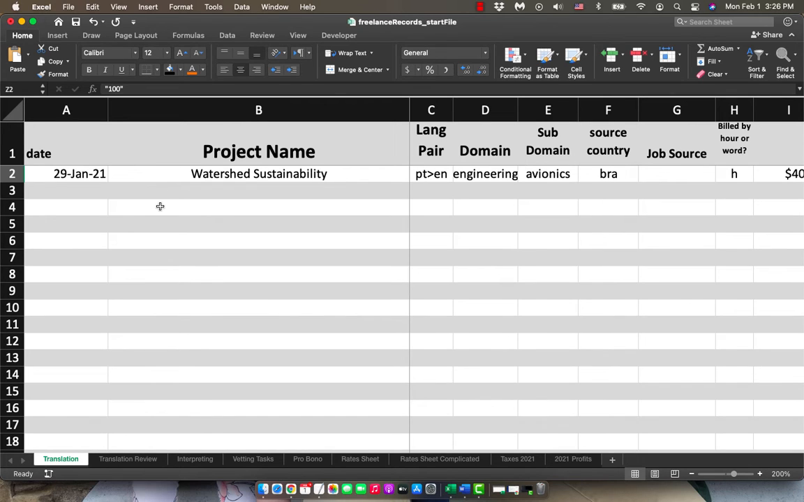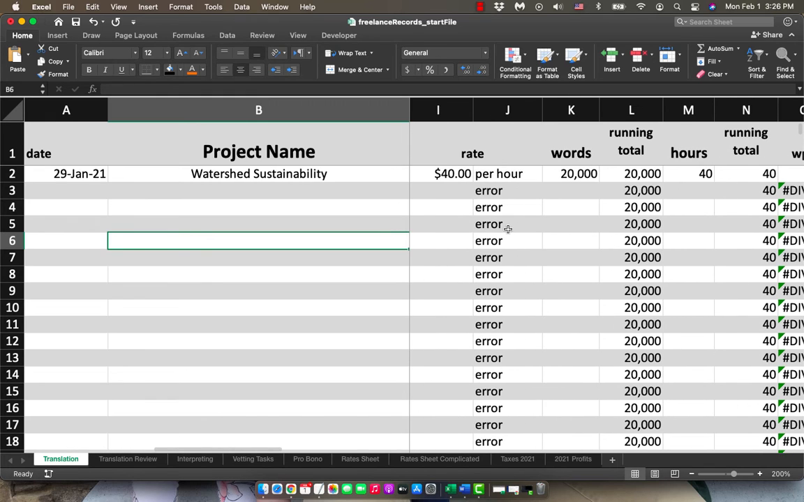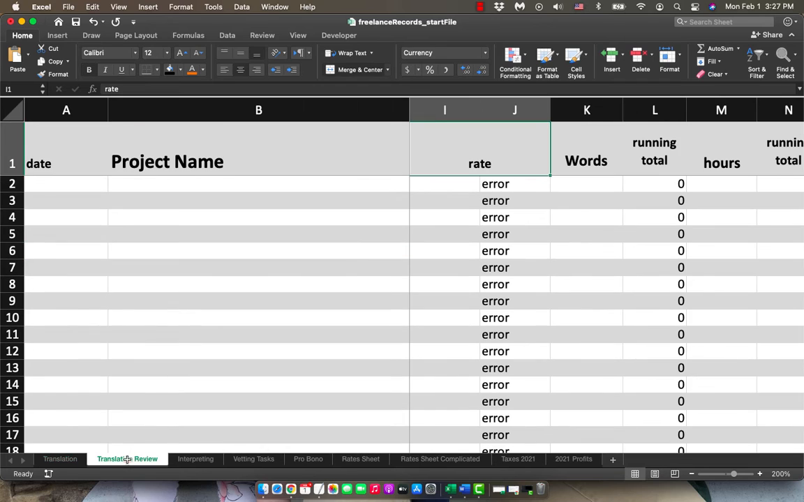And if you have large projects that go over the course of several months or a year or more, you might want to break those projects up into separate entries. Maybe by billing period or something. And I have a separate sheet down here for translation review.